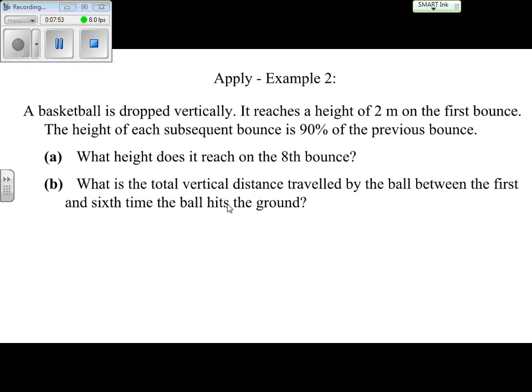So this one, more interesting problem. We have a basketball that's dropped vertically. It reaches a height of 2 meters on the first bounce. The height of each subsequent bounce is 90% of the previous bounce. What height does it reach on the 8th bounce?